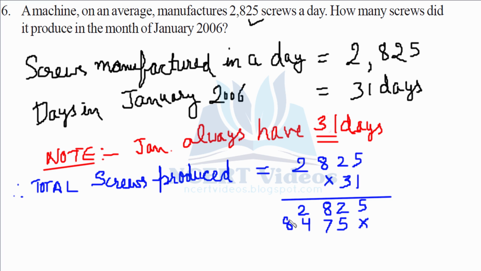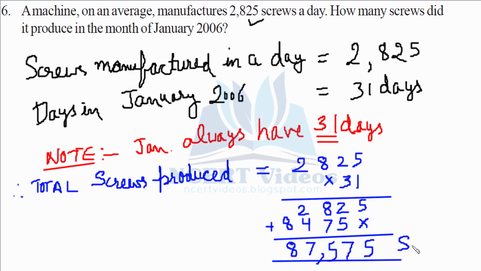Now just add them up. That is plus sign. So it gives out 5, 5, 6, 7. 8 2s are 16 minus 1 gives you 15, 4, 5, 6, 7, and 8. So it turns out to be 87,575 screws in the month of January 2006 were manufactured by a machine.